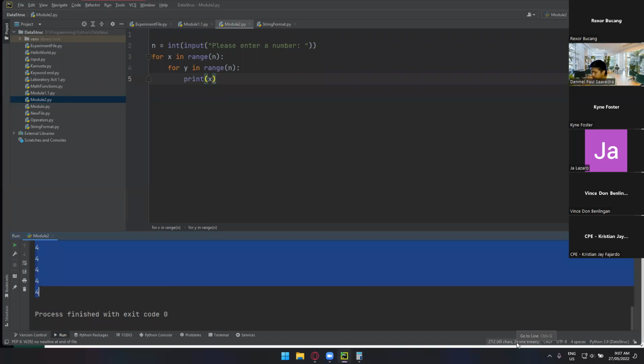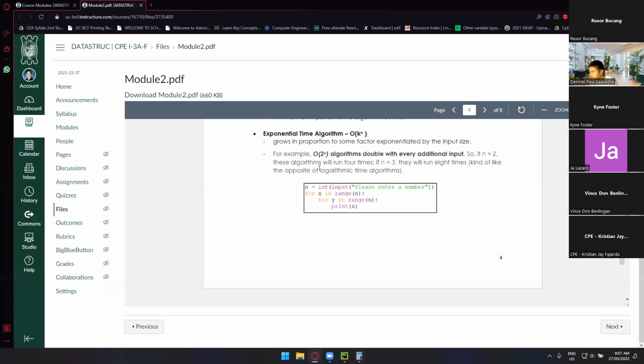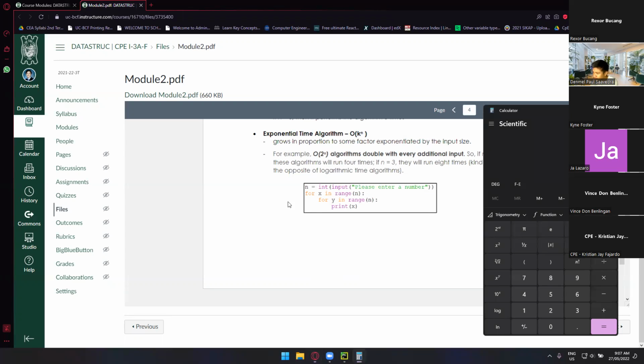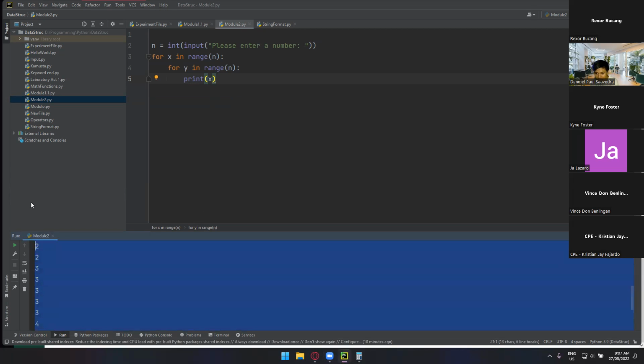Hmm. 24 lines lang to eh. 5, 10, 15, 20. Actually, 25 lines. I don't know what happened. But anyway, this one is an exponential time algorithm. So where do you think I made a mistake? 2 raised to 5 is 32, right? Not 24 or 25. Does anyone know what is wrong with this one?